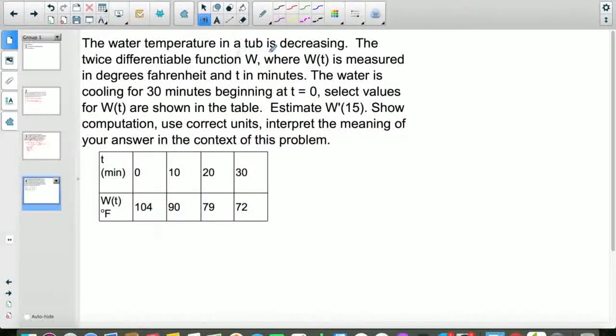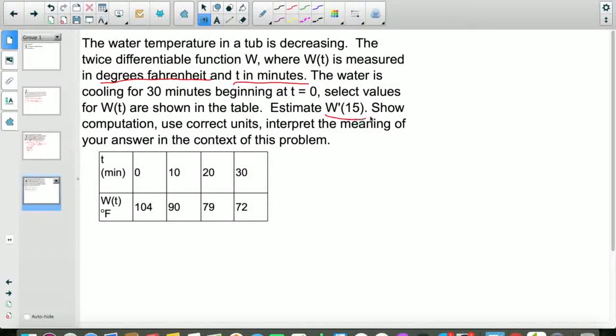The water temperature in a tub is decreasing. The twice differentiable function W, where W of t is measured in degrees Fahrenheit, so there's our unit of measure, and t is in minutes. The water is cooling for 30 minutes, beginning at t equals 0. Select values for W of t are shown in the table. Estimate W prime of 15 and show the computation. Use the correct units. Interpret the meaning of your answer in the context of this problem.